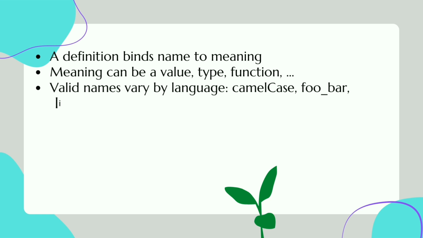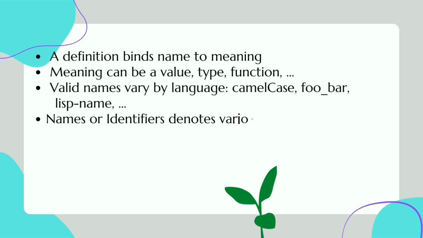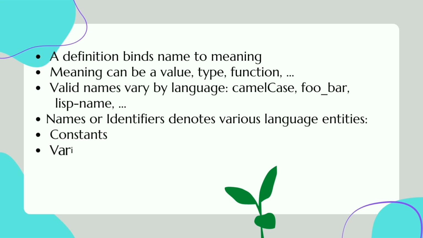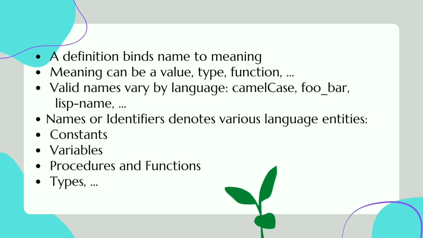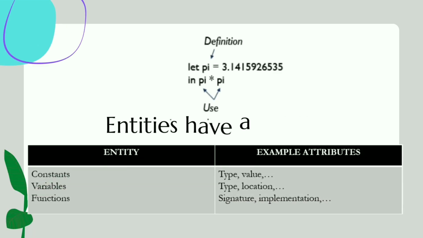Valid names vary by language: camel case, foobar, and Lisp names. Names or identifiers denote values, languages, and entities, such as constants, variables, procedures and functions, and types. Entities have attributes. For constants, examples of attributes are type and value. For variables, the attributes are type and location. For functions, they are the signature and implementation.